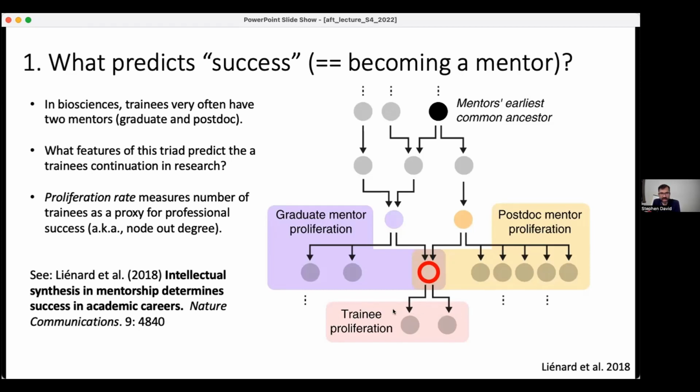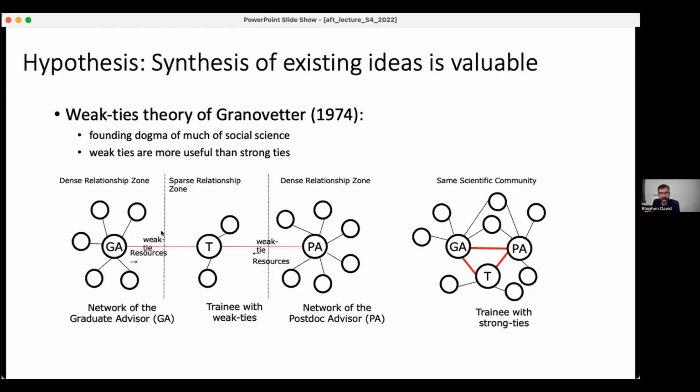The success, again, is that this trainee goes on to train their own students. We call this proliferation, right? So if you have trainees, then you're proliferating. And so a successful career in this case is someone who has greater than 0 trainees. And the question is, if we look at information about the mentorship network, the position of the two mentors, and also their publication metadata, can we predict something about the likelihood that this trainee is going to become successful? And there was a hypothesis that we brought into it, which is this idea of synthesis.